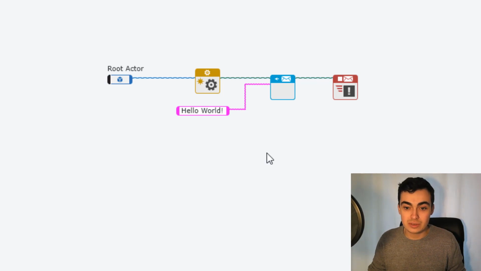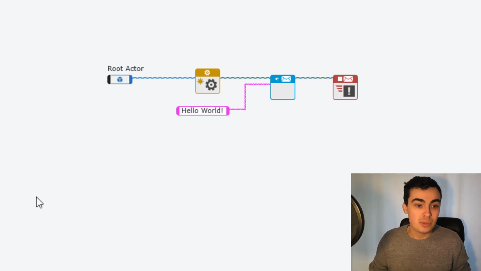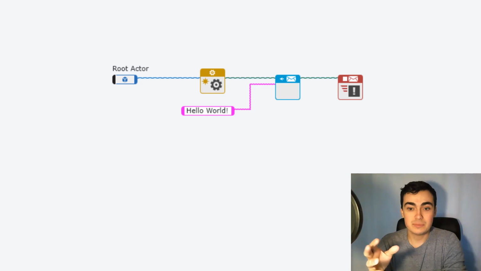Hello world. Perfect. Well done. We've created an actor that says hello world and we've stopped it. Perfect. What else can we do? Okay, we've tried doing a simple hello world.